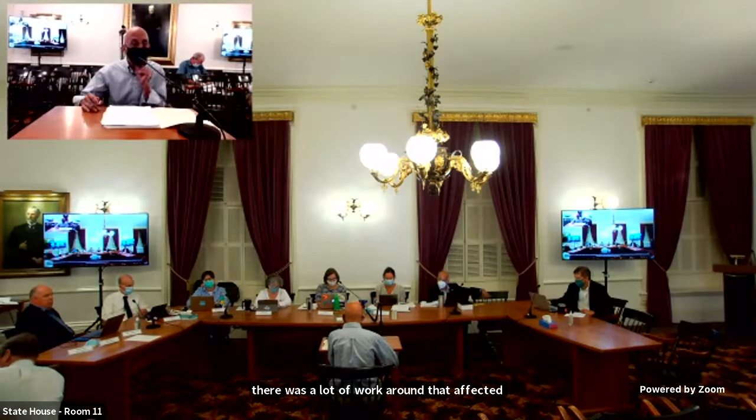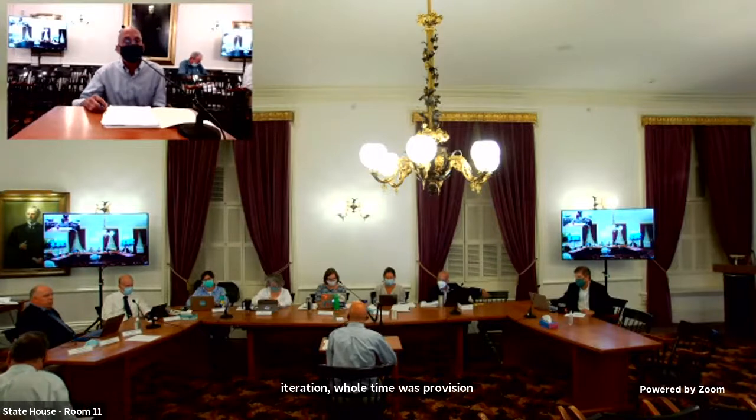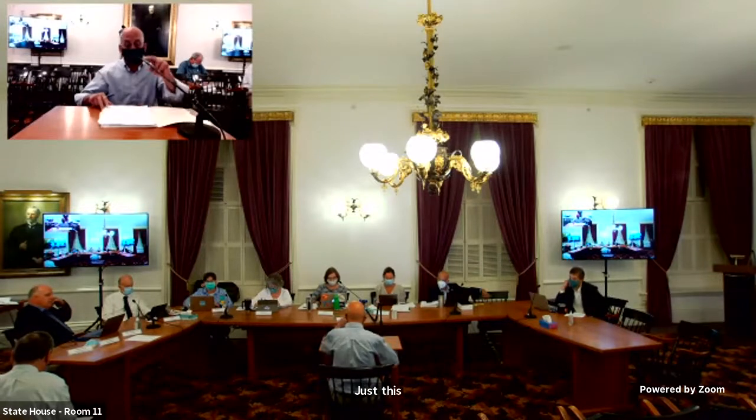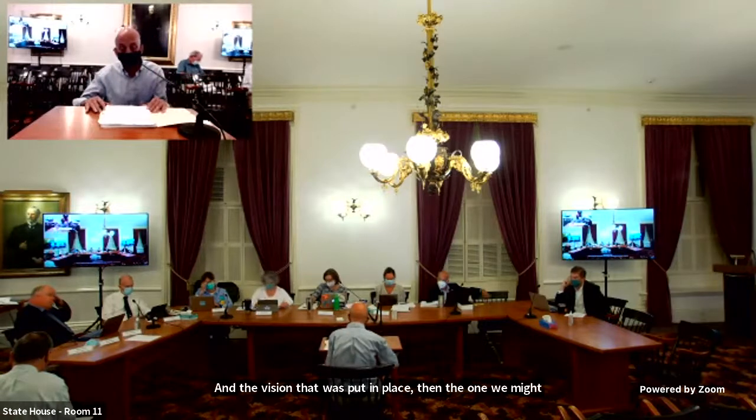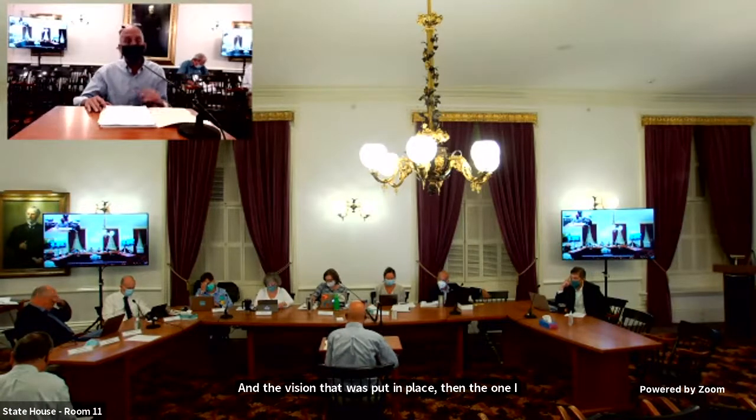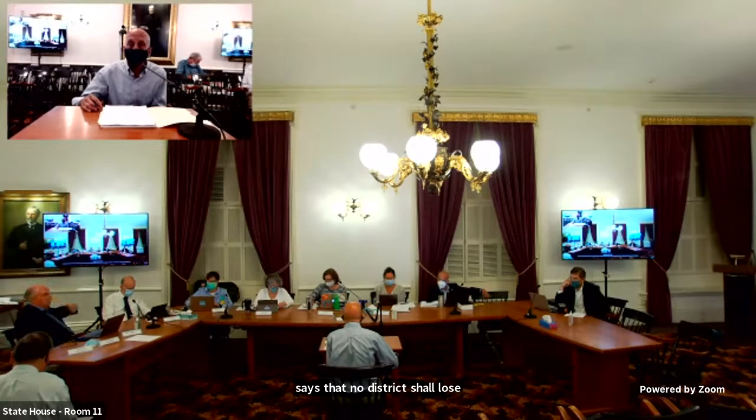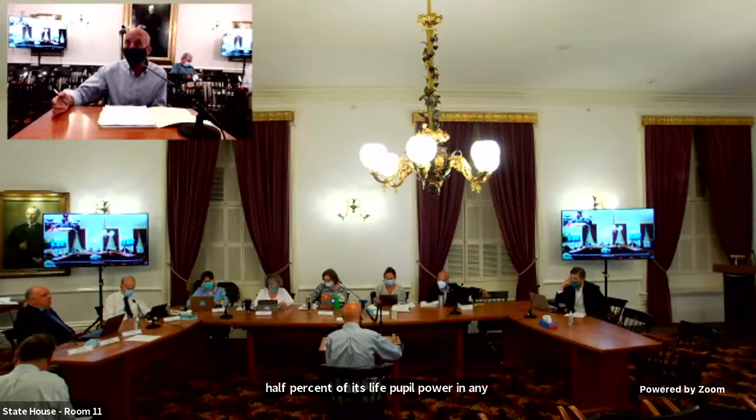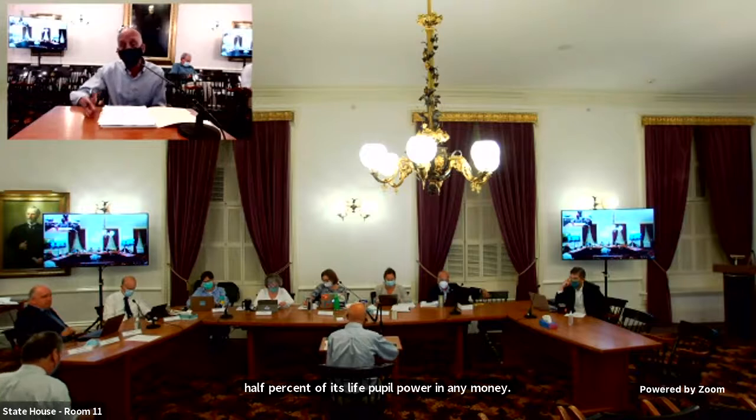So anyway, the latest iteration of the hold harmless provision was enacted just this past session in Act 3. It's similar to one we had a couple of years ago, and it simply says that no district shall lose more than 3.5% of its equalized pupil count in any one year. If it loses more than that, they're held harmless at the 3.5% loss.